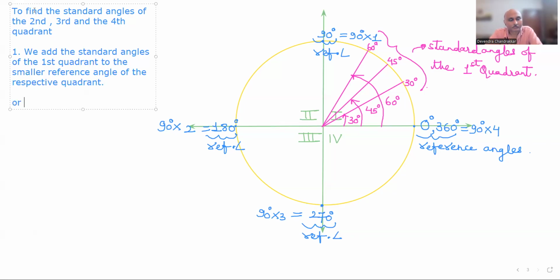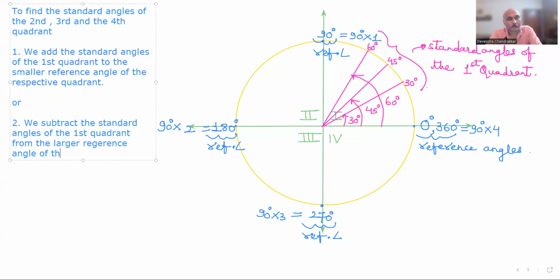Or the second method is, I'll explain this method to you, don't worry. We subtract the standard angles of the first quadrant from the larger reference angle of the respective quadrant. So what does it mean? Let's read the first statement. It says we add the standard angles of the first quadrant to the smaller reference angle.